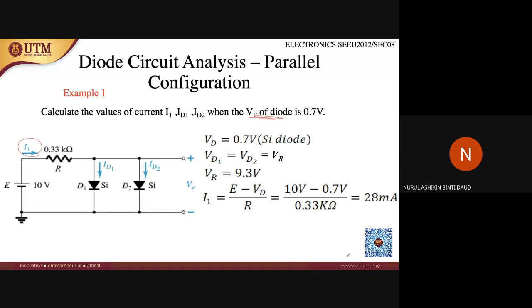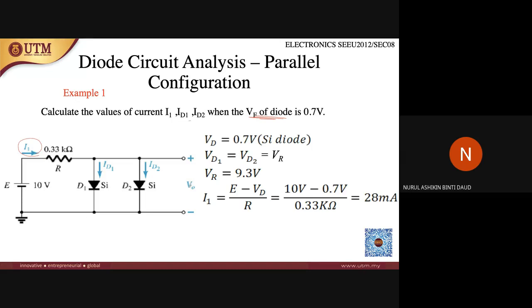So 10 minus 0.7. Since this is parallel, the value of the voltage is the same, right? So it is 10 minus 0.7 divided by the value of the resistor, which is 0.33 kilo ohms. So you will get the I1 value, 28 milliampere.